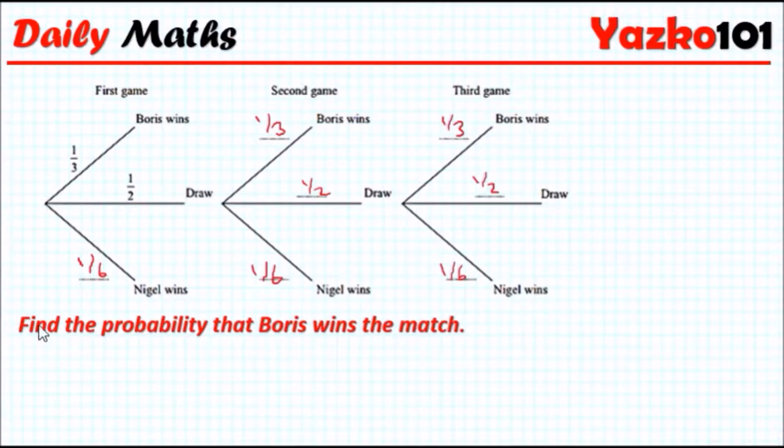Okay, Daily Maths episode 17 probably. In this one, we're given a tree diagram that I've already filled out. The bottom line of this question is to find a specific conditional probability, and that is to find the probability that Boris wins a match. So what does it mean by Boris winning a match?